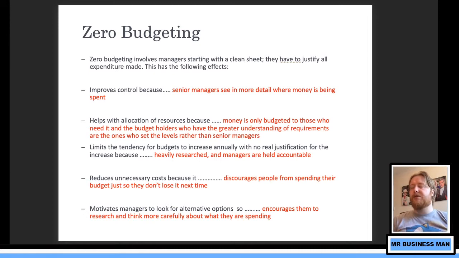Whether it's social needs or something like that. It limits the tendency for budgets to increase annually with no real justification for the increase, because it's heavily researched and the managers are held accountable for it. Why do we need this? Do we need it? Can we reduce it?